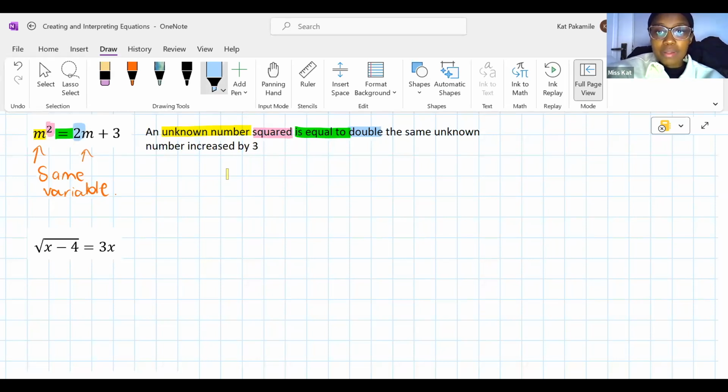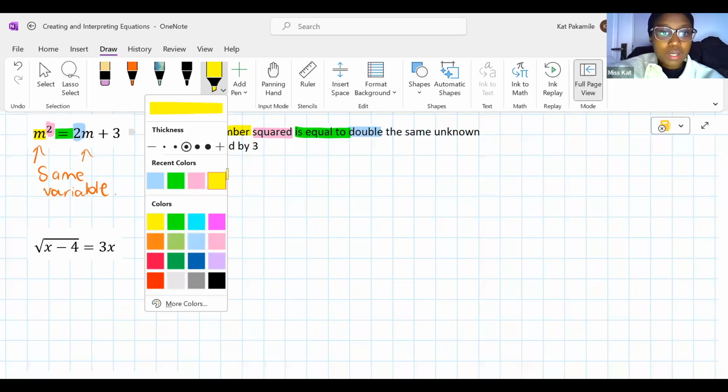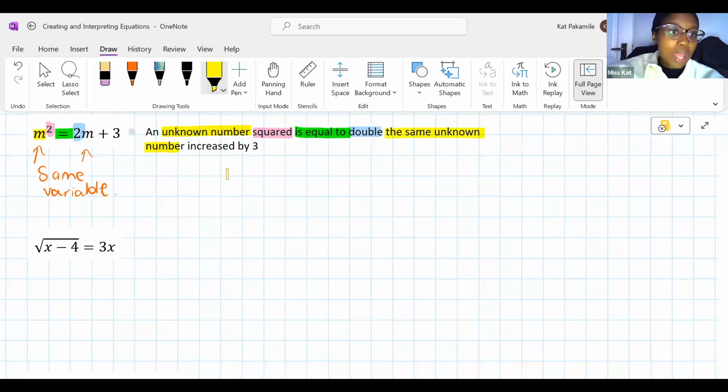So it's double the same unknown number. So if we used m, we have to use m again because we're doubling the same number that we squared before. Are you still with me? Yes, ma'am. And then increased by 3, plus 3. You understand now? Yes, ma'am. Beautiful. Thank you. You're welcome. I think I color coded it very nicely for everyone and we should all be on the same page.